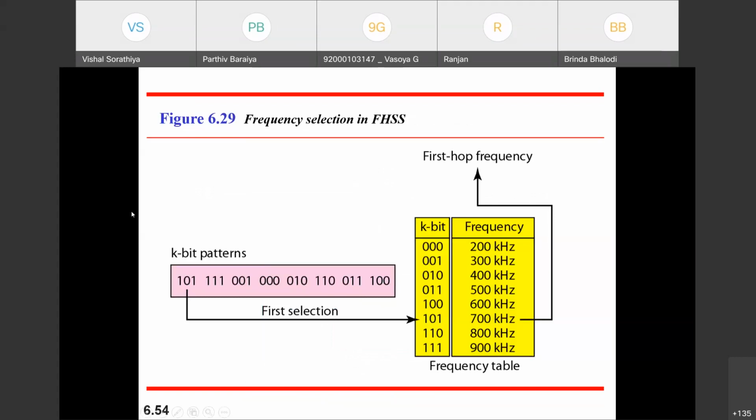K bit pattern में ऐसा हो रहा है, like पहले 101. So 101 के सामने 700 किलोहर्ट्ज है, तो आपका पहला पैकेट 700 किलोहर्ट्ज में मॉड्यूलेट होगा. दूसरा 111 है, so 111 के सामने 900 किलोहर्ट्ज है, दूसरा पैकेट 900 किलोहर्ट्ज पे होगा. So likewise, whatever the K bit, whatever this random sequence pattern is, according to that the frequency is responsible for doing the modulation. वो अलग अलग फ्रीक्वेंसी पे जाके वो डेटा मॉड्यूलेट होगा और ट्रांसफर.